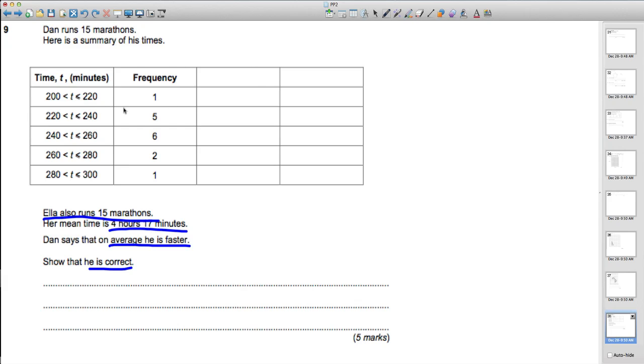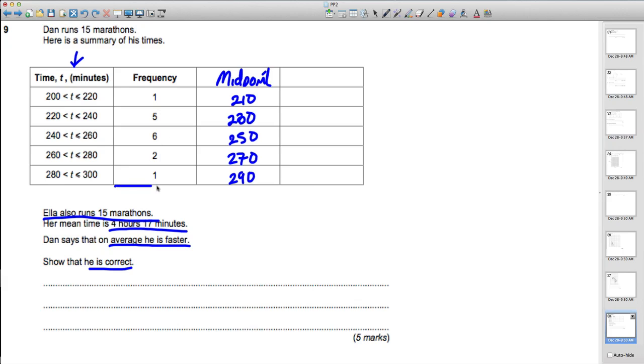Now, for the mean here, you know that one time he got between 200 and 220 minutes, and 5 times he got between 220 and 240. If you want to work out an average, you need a number that reflects as best as possible that group. So you use the midpoint. That's why there are 2 columns. The midpoint here would be 210. The midpoint here would be 230. The midpoint here would be 250. The midpoint here would be 270. And the midpoint here would be 290.